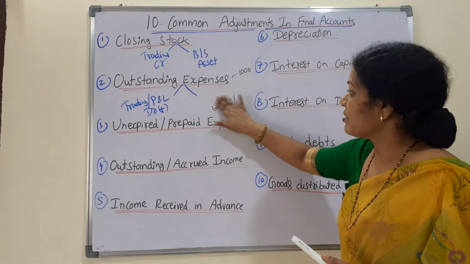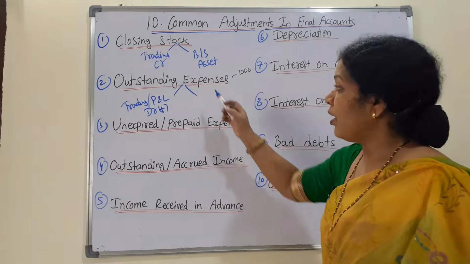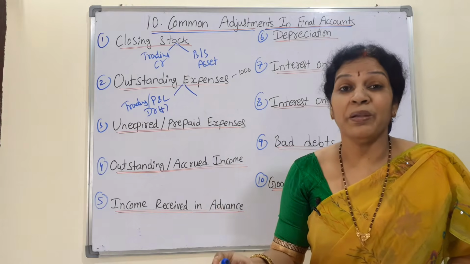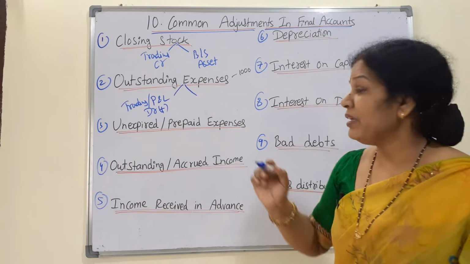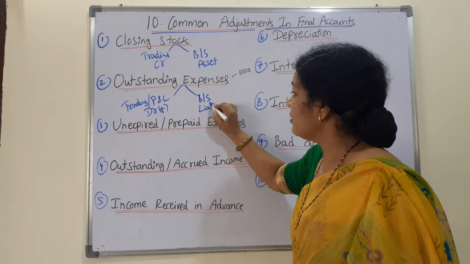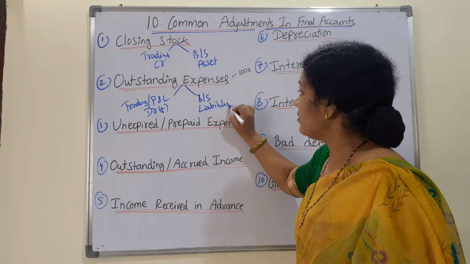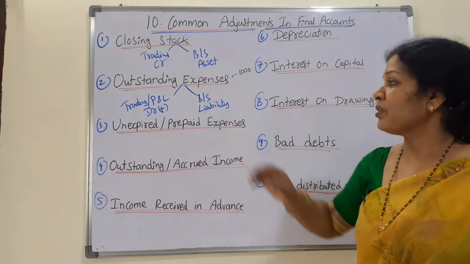Okay. Are you getting this? Next, outstanding expenses means payable expenses. Payable is a liability. It will be in the balance sheet liability side. Payable liability. Okay, so this is about the second one.